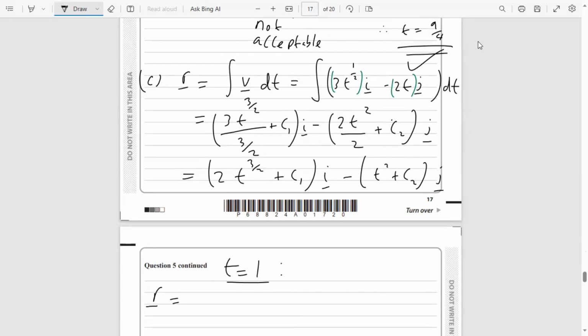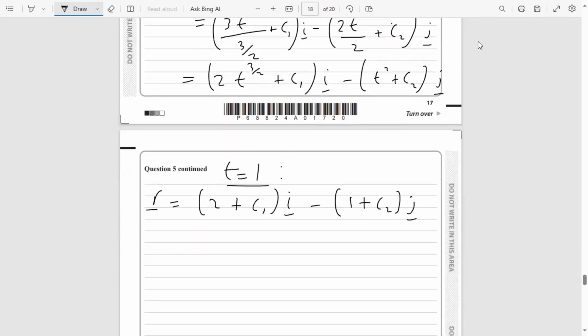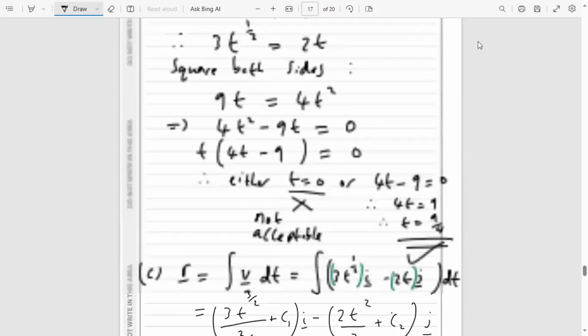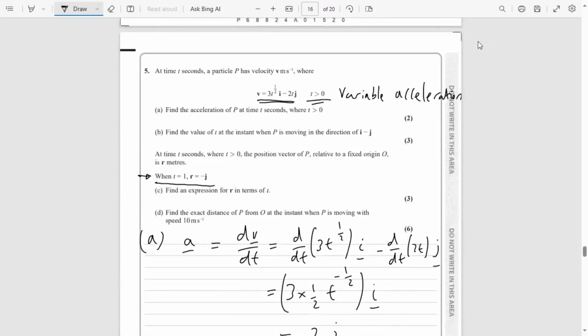So 2 times 1 to the power of 1.5, 1 to the power of 1.5 is 1. 2 times 1 is 2. So we're going to get 2 plus C1 in our i direction. And then take away t squared. Well, t is 1, 1 squared is 1, so 1 plus C2 in our j direction. And we're told in the question that when t is 1 second, r is equal to negative j.